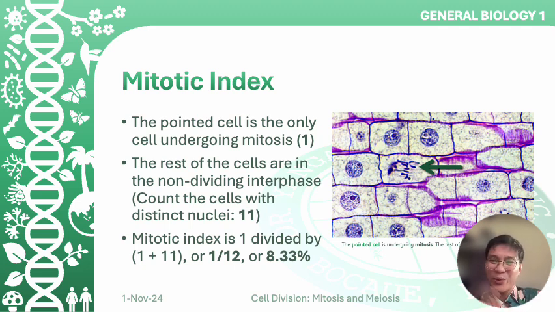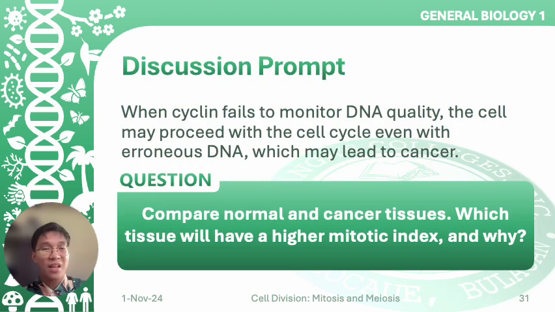Para saan yung mitotic index? So, it is being used to study cancer cells. Kasi mga cancer cells, usually, hindi controlled yung kanilang cell cycle. So, that's why I have this discussion prompt with you. When cyclin fails to monitor DNA quality, the cell may proceed with the cell cycle even with erroneous DNA, which may lead to cancer. Now, let's try to compare normal and cancer tissues. Which tissue will have a higher mitotic index? And why?